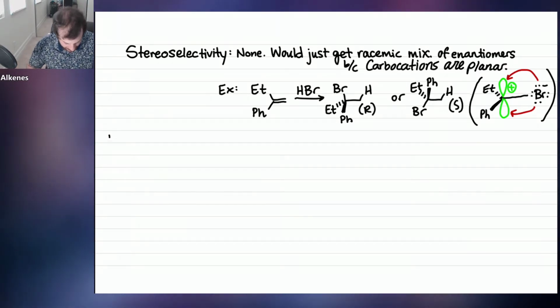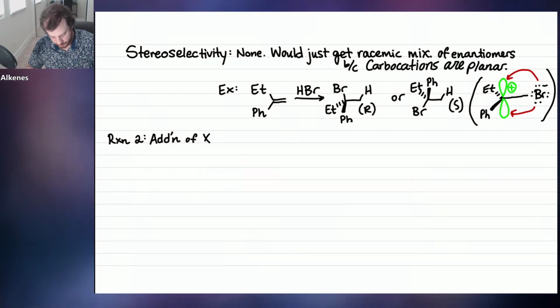Okay, so that leads us to reaction 2. Reaction 2 is addition of X2. This one has a fancy name called the dihydrohalogenation.